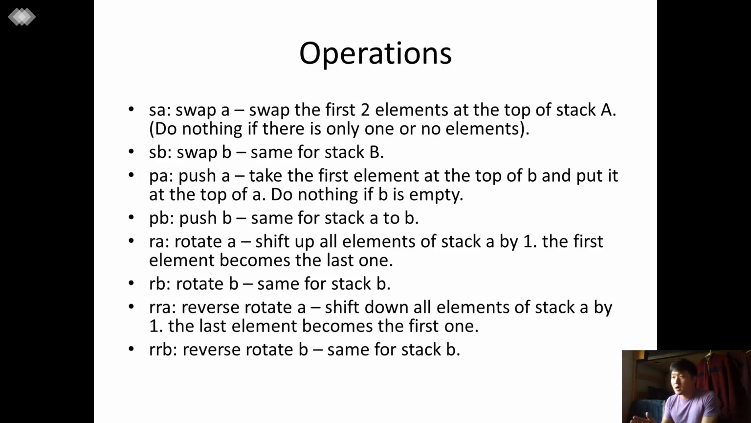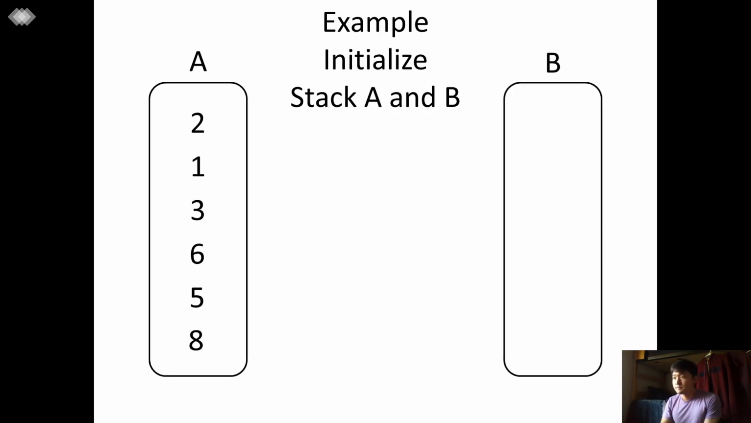These are actions or operations, but I'll call them actions. SA is swap the top first two of the A. SB is the same, just with B. PA is push from the B to A. So if it's PA, then you push to the A. PB is the same. RA, you send the very top of A to the very bottom of the A. RRA is you send the very bottom of the A to the top of A.